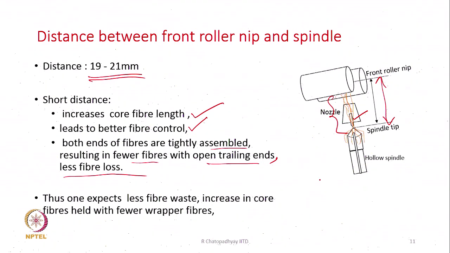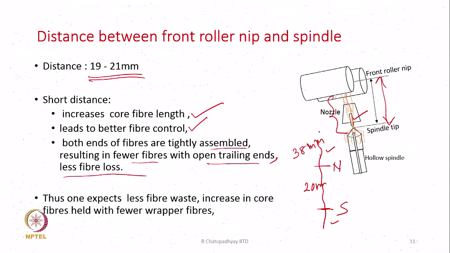See, this is the nip point and this is the spindle tip. From here, suppose there is a fiber going like this. This is the nip, this is the spindle. So, when both the ends of the fibers are gripped, and this length, let us say the fiber length is 38 mm, and this length is 20. For quite some time, as the fiber is traveling in these directions, initially when the fiber is approaching, the leading end is yet to reach the spindle.